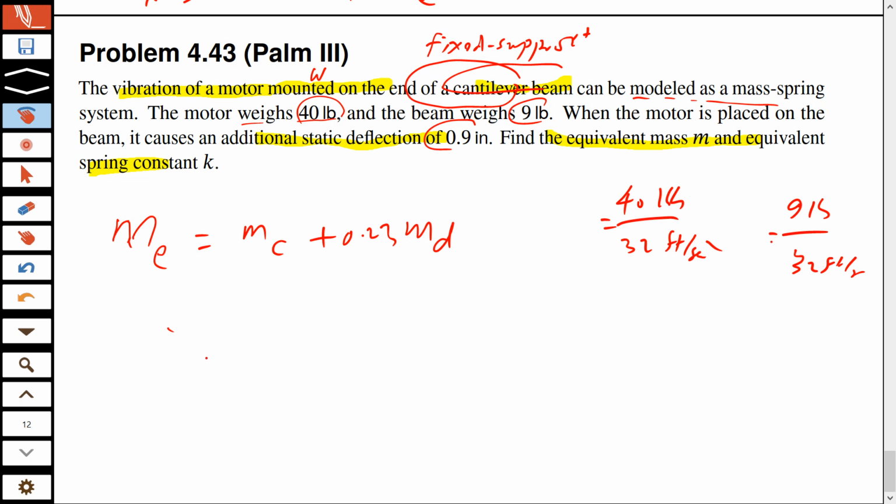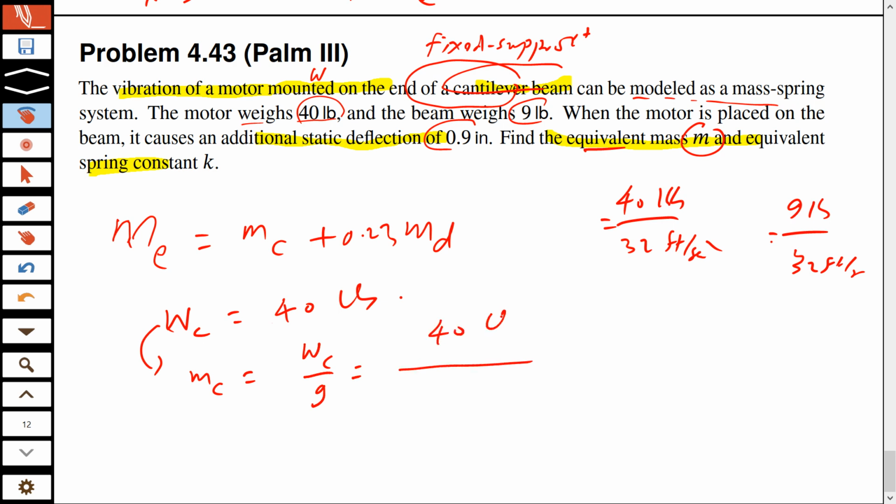If I just carry that out, let's say I have WC as 40 pounds. You see, because you need the equivalent mass M, you first need to convert this into MC, and that MC is WC over G. W is 40 pounds and G is 32 feet per second squared. So this will give you 40 divided by 32, and pound divided by feet per second squared should give you slug, because you are dealing with the US customary system.